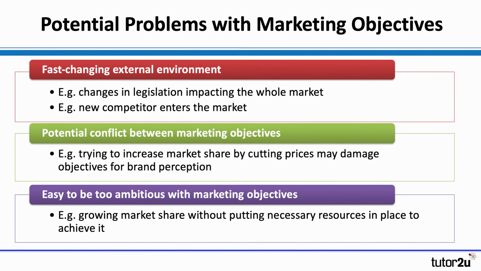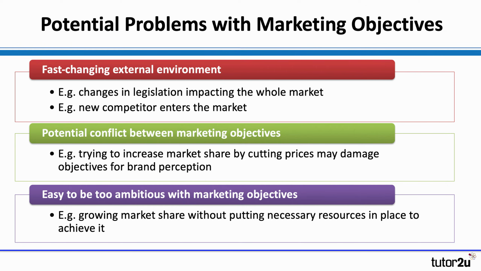Now, there are some downsides, as there are with all business objectives, functional objectives, in this case marketing. I think one of the issues with marketing is that there are relatively few businesses that aren't operating in fast-changing, dynamic markets. So there's always a risk that something happens in the external environment, perhaps a new competitor, perhaps some changes in legislation, which makes marketing objectives not obsolete, but may make them harder to achieve.